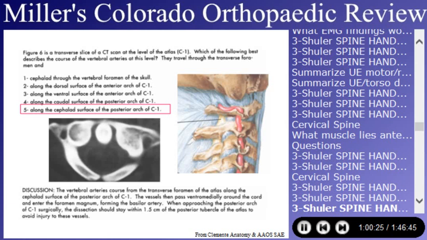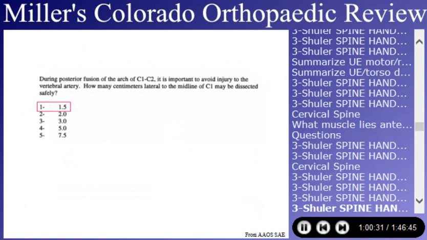Surgical dissection should stay within 1.5 centimeters of the posterior tubercle. Right here's the test question. Posterior fusion of the arch of C1, C2. It's important to avoid injury to the vertebral artery. How many centimeters lateral to midline may be dissected safely? Don't forget the artery lives at 2, so to be safe you've got to be less than that, 1.5.